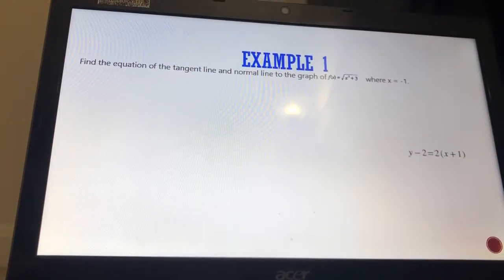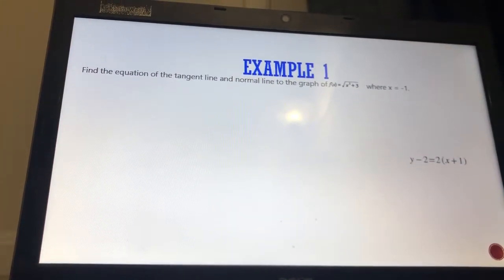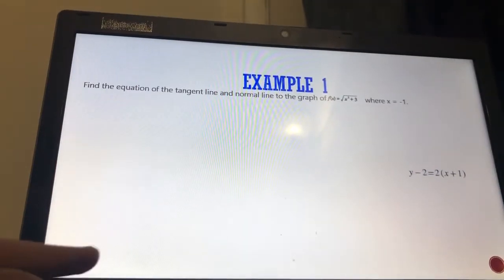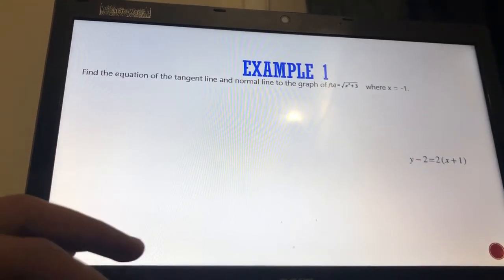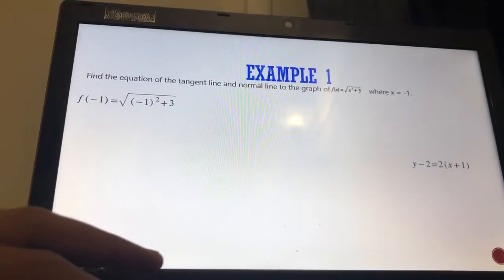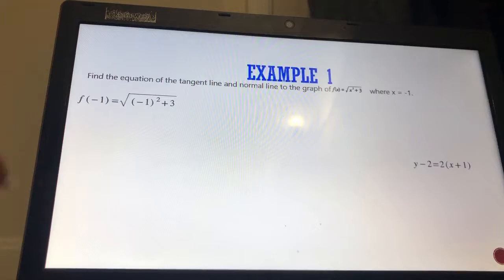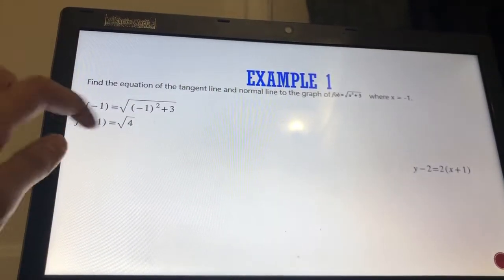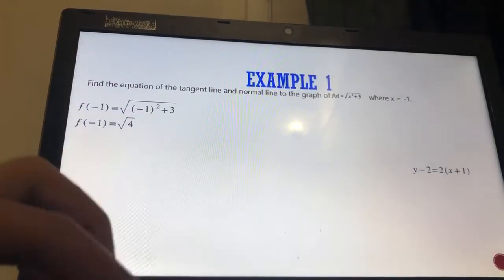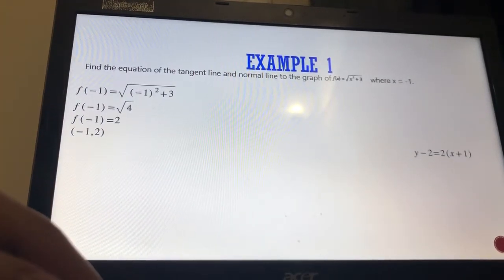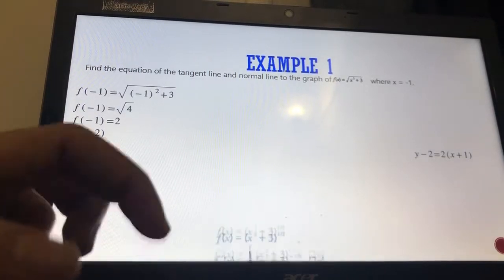And now for our first example, we want to find the tangent line and normal line of the given equation, which is the square root of x squared plus 3. So first, we're going to plug in x to find the y in the equation. So we substitute the x with -1, which will be -1 squared, which is 1, plus 3, which is 4. Square root of 4 is 2. So our point will be -1, 2.